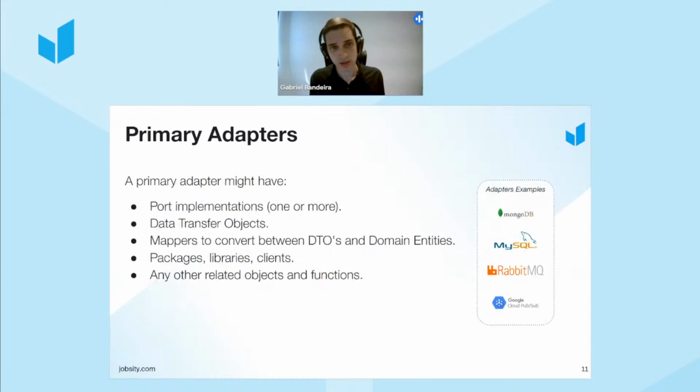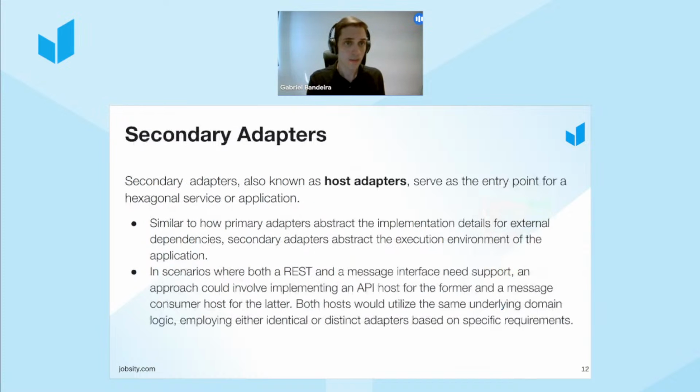Here are just a few examples of primary adapters. A primary adapter could implement the data transfer objects, DTOs, and domain entities. You can have as well packages, libraries, clients. Here are just adapter examples. As I mentioned, we can have different adapters. You can have Mongo database repository adapters, or MySQL adapters, or RabbitMQ adapters. So you can have a lot of different adapters in this layer. And going further, we can take a look at the secondary adapters.